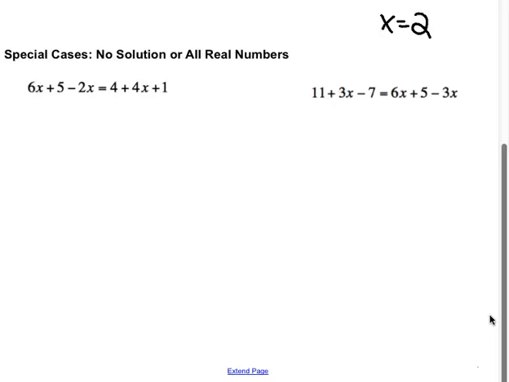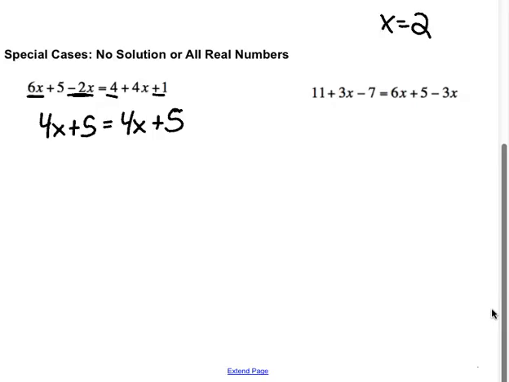So the first thing I notice in the left-hand one is there's a lot of cleaning up that can be done. For example, I can take 6x minus 2x, right? I can combine those like terms first to clean up that side of my equation. Over here, I can combine the 4 plus 1. 4 plus 1 is going to combine to give me a 5. So now that I have that, I see my variable on both sides.